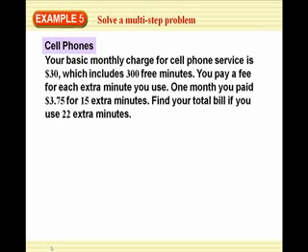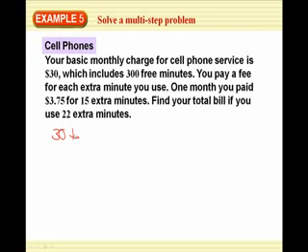Okay, so example number 5, cell phones. Your basic monthly charge for your cell phone service is $30, which includes 300 free minutes. So you have to pay 30 no matter what. 30's always, so $30. Plus, you pay a fee for each extra minute you use above the 300, so everything above it. One month you paid $3.75 for 15 extra minutes. Find your total bill if you use 22 extra minutes.